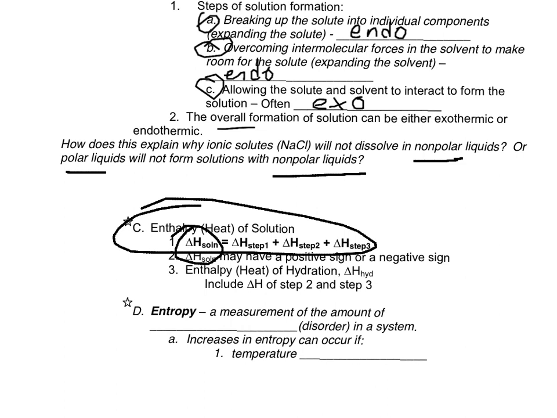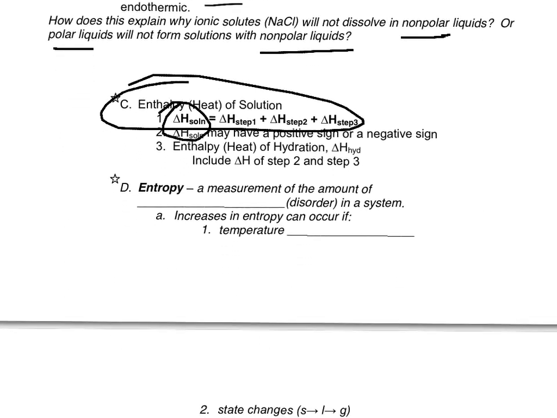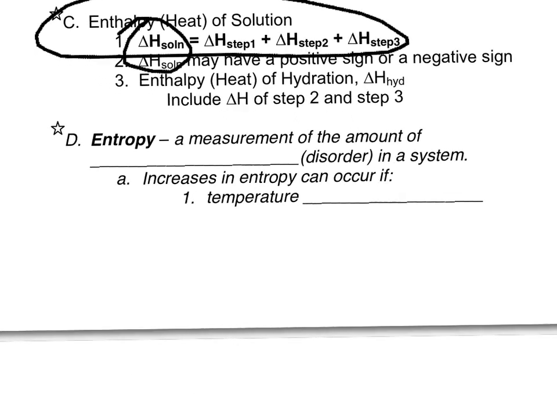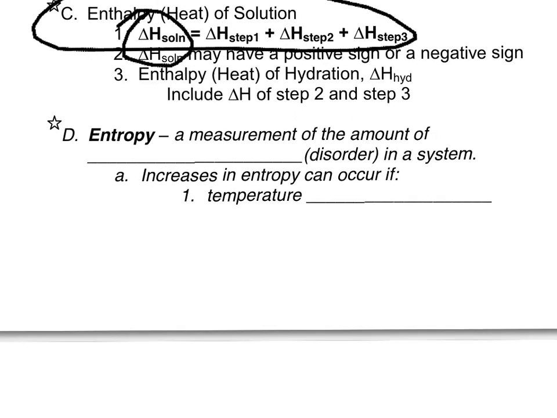The next thermodynamic function we're going to look at in regards to solvation is called entropy. Entropy is kind of interesting. It has to do with the second law of thermodynamics, which states that everything in the universe tends to go towards an increase in entropy. And what entropy is, is randomness or disorder.